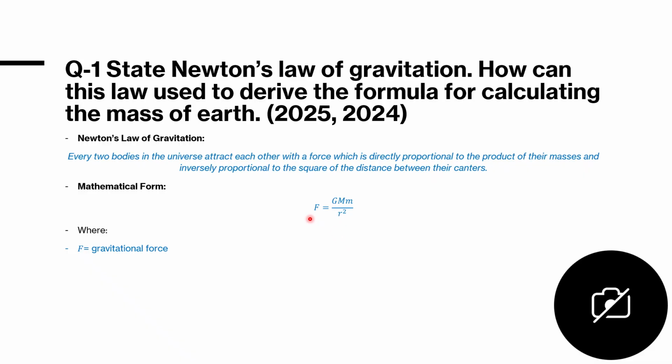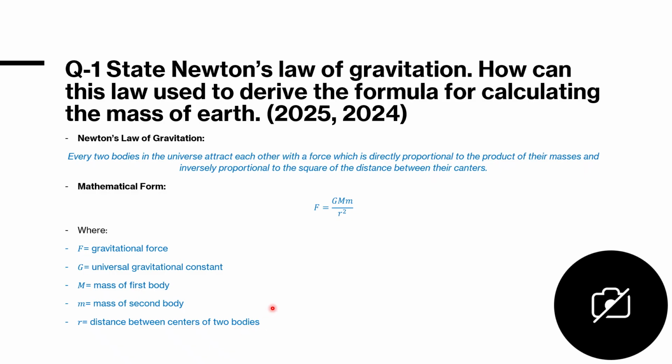What is F? F is gravitational force. What is capital G? Capital G is the universal gravitational constant. Capital M is the mass of one body and small m is the mass of another body, and r square, r is the distance between them.